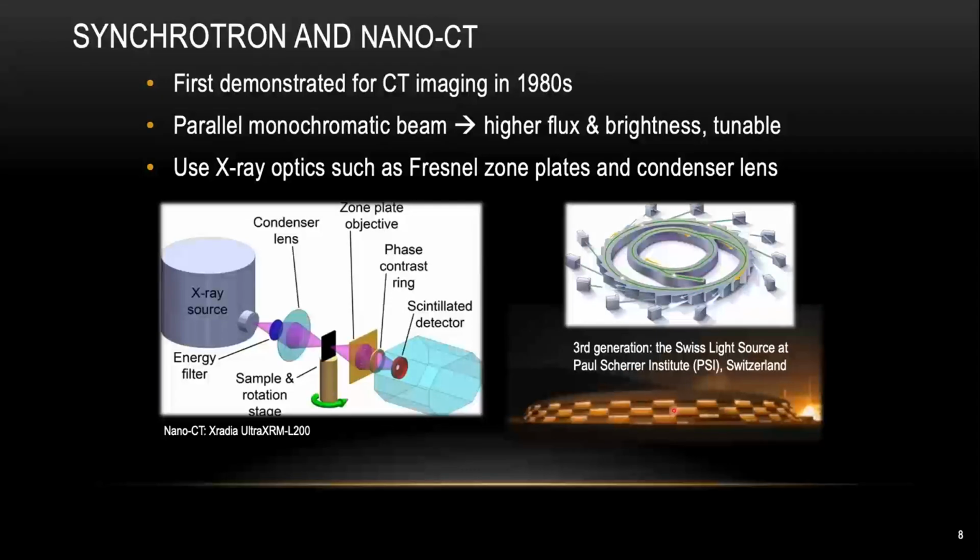Nowadays, you can also get a lab-based nano CT machine from some vendors. For a true nano CT machine, you need to use X-ray optics. As you can see from the cartoon on the left, we need to implement a Fresnel zone plate lens and also a condenser lens in order to give you a nice image. And usually for a true nano CT machine, the resolution can go all the way down to around 15 nanometers.